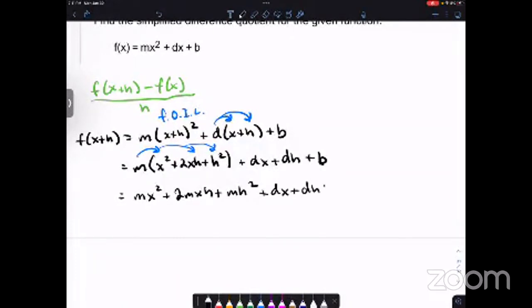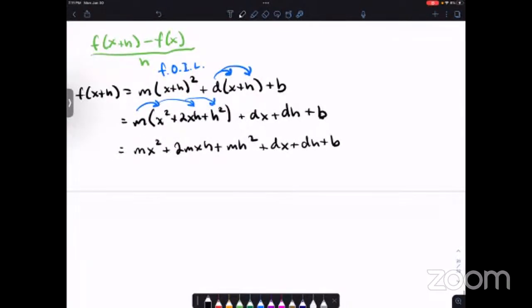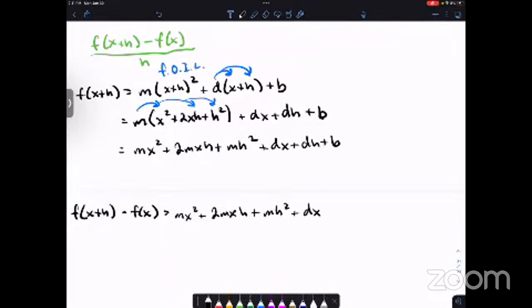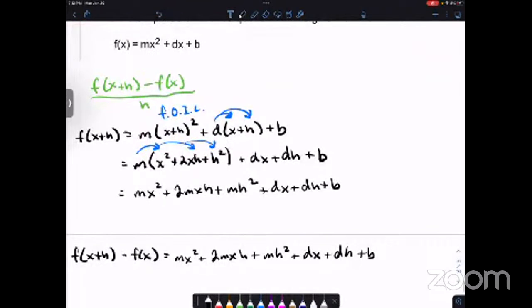So now we want to consider f of x plus h minus f of x. We're basically going to say all of that minus the original. So mx squared plus 2mxh plus mh squared plus dx plus dh plus b. Now minus f of x, so we need to distribute our negative: minus mx squared minus dx minus b. Okay.